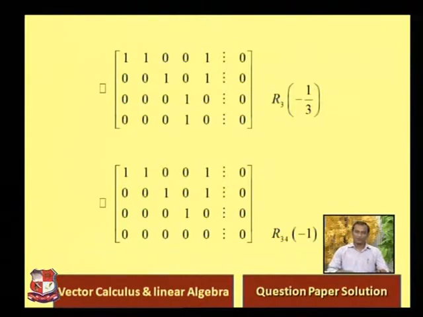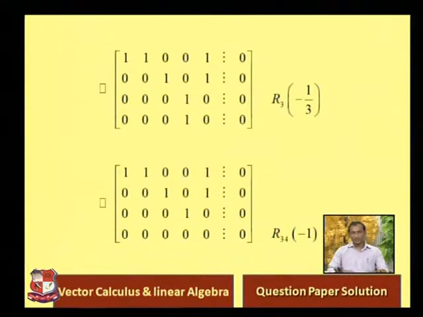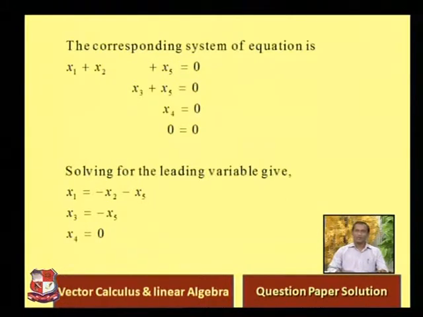So lastly we get the first row 1 1 0 0 1 0, then 0 0 1 0 1 0, then 0 0 0 1 0 0, and the last row is all 0. This is the last row operation, because the next leading one does not exist: in the fifth row all elements are 0. So we now take the corresponding system of equations.